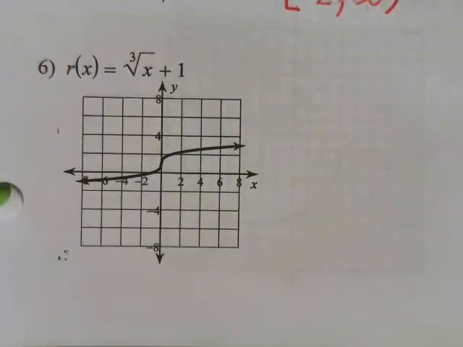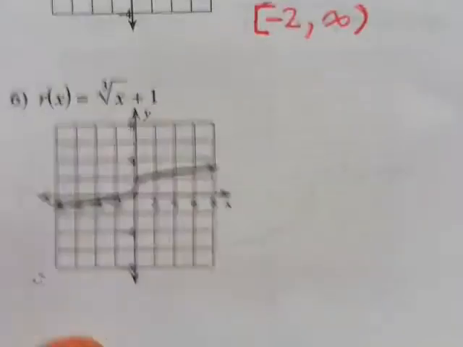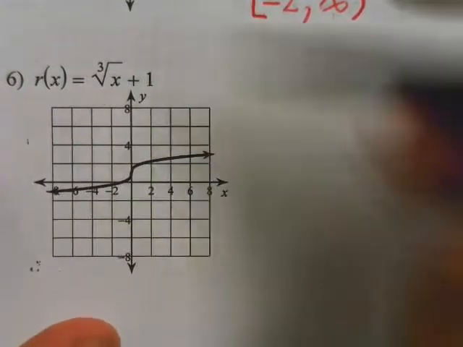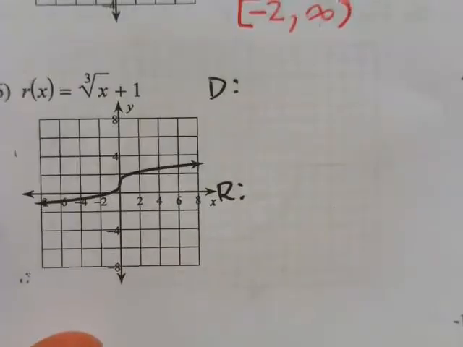We are now on the roots function, so 6 and 7, your cube roots and your square roots respectively, but let's just do number 6 first. And then I think I'll just put the domain and range over here. Okay, domain.